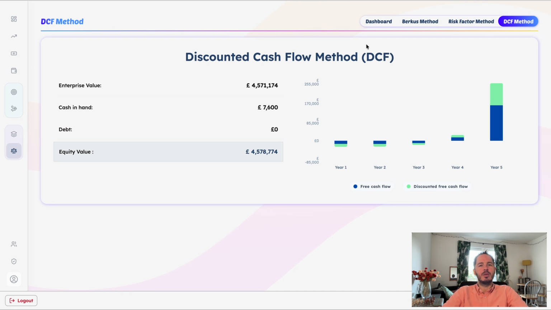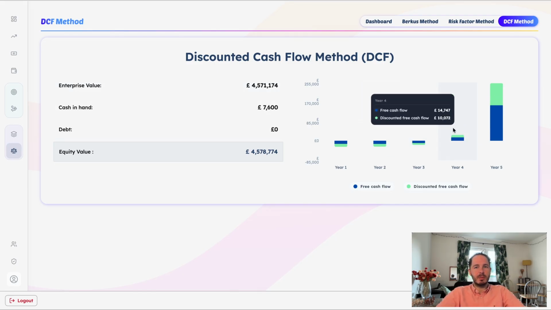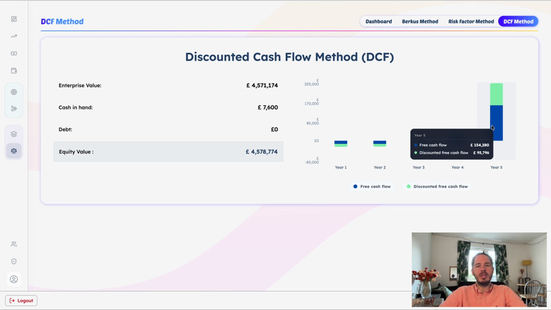In this section, you will see 4 key outputs. Enterprise value, which represents the total value of the base business based on the projected cash flows. Cash in hand, which represents your current cash balance. Debt, which represents any outstanding debt. And equity value, which represents the value attributable to shareholders, calculated as enterprise value plus cash minus debt. The chart next to the figure shows free cash flow and discounted free cash flow by year, so you can visually see when the business is expected to turn the corner.